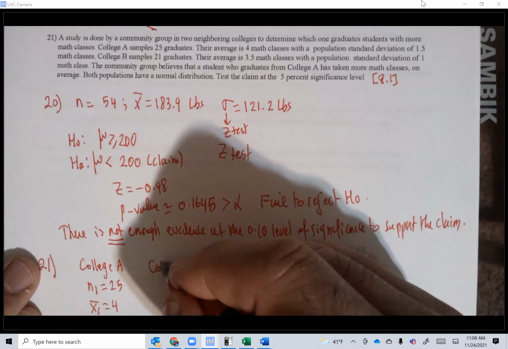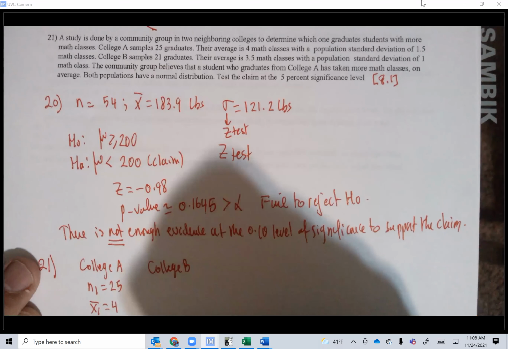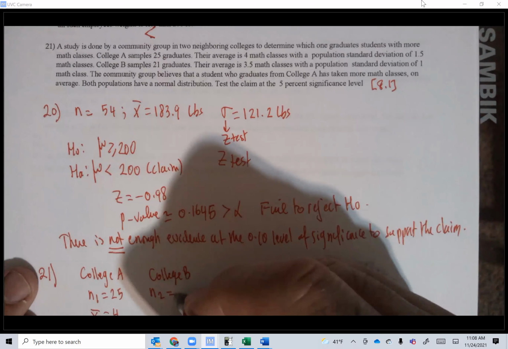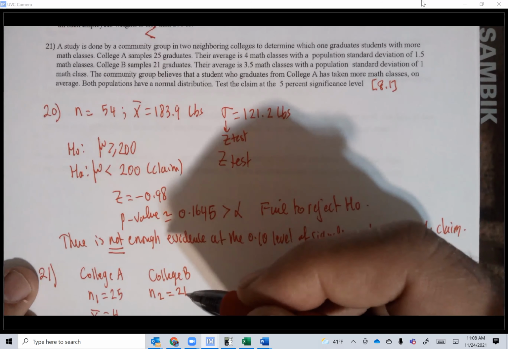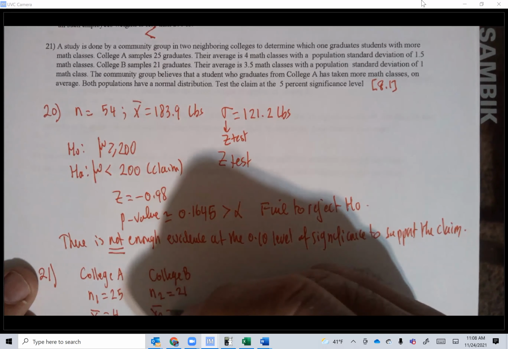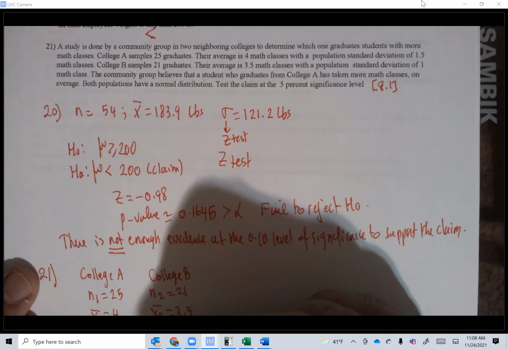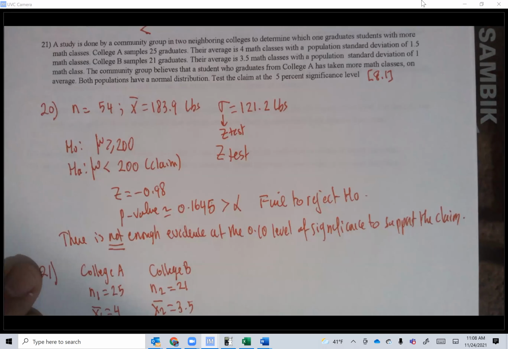College B. How many students? 21 graduates. Average is 3.5, so x2 bar is 3.5. And look what it says now. With a population standard deviation of 1, so sigma 2 is 1. The community group believes that the students who graduated from college A have taken more math classes on average. Both populations have normal distribution. Test the claim at the 5% significance level.